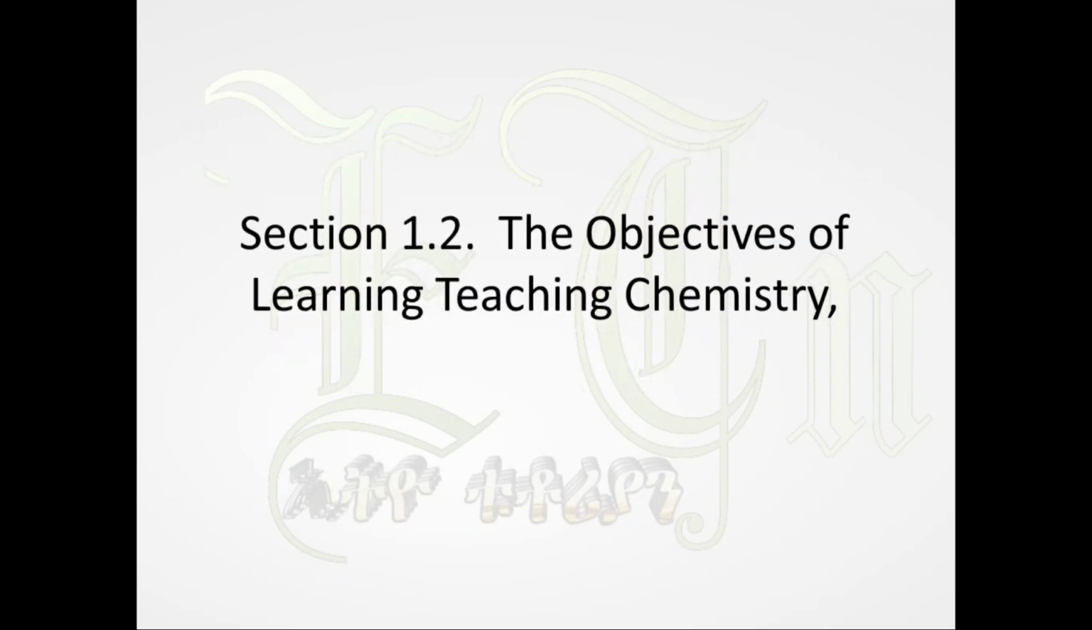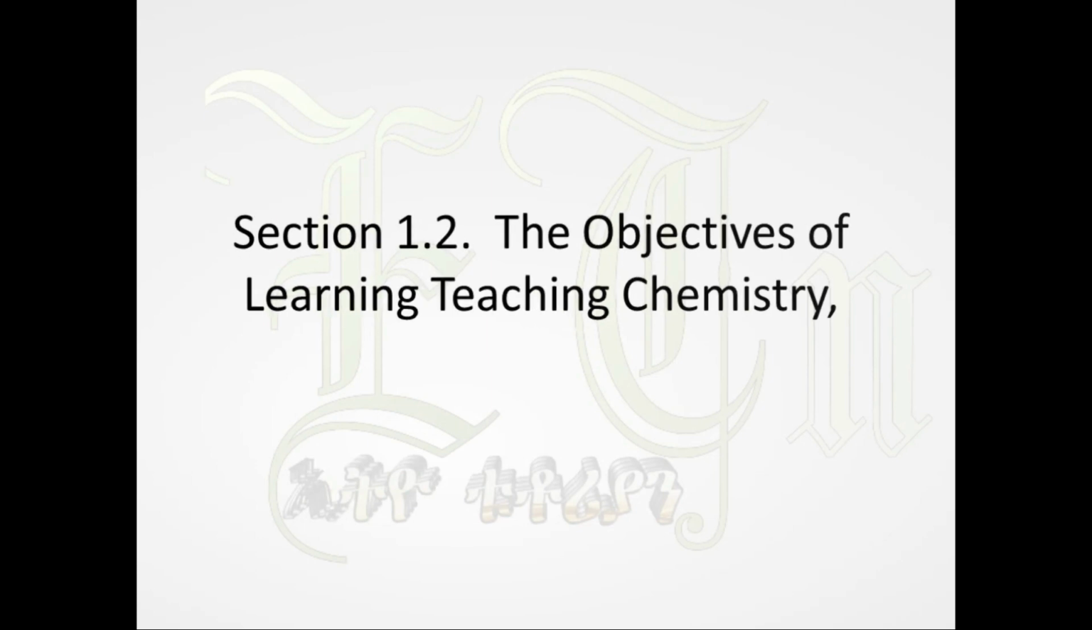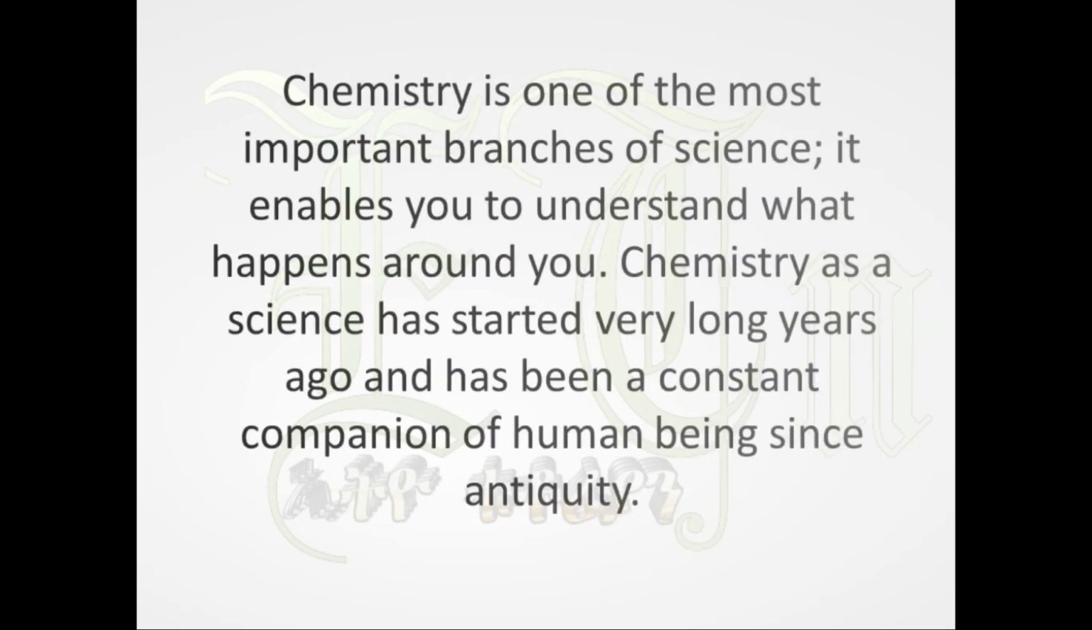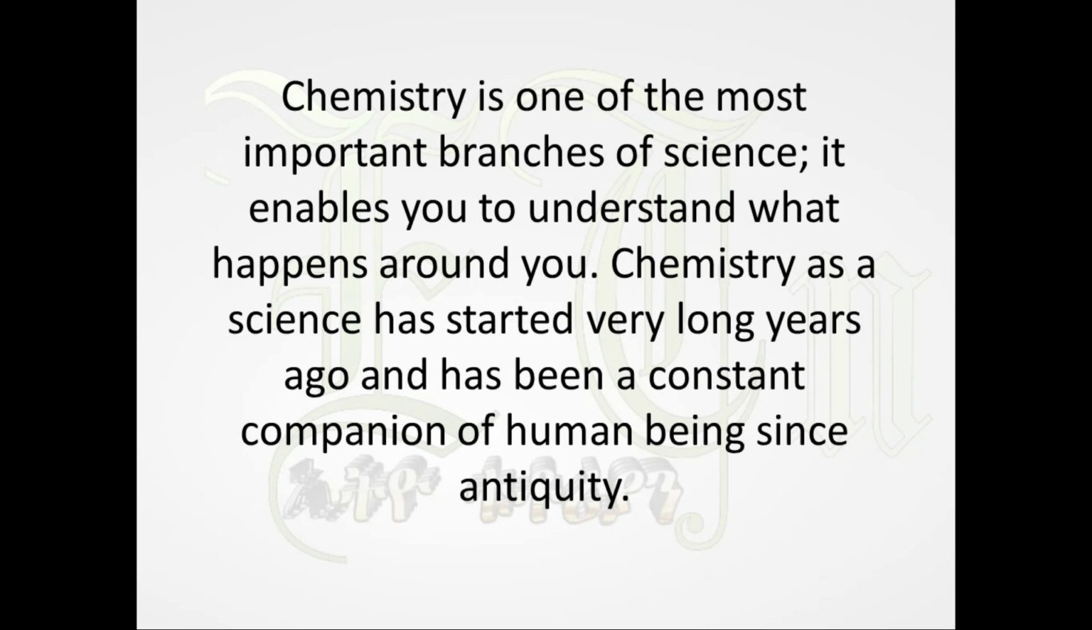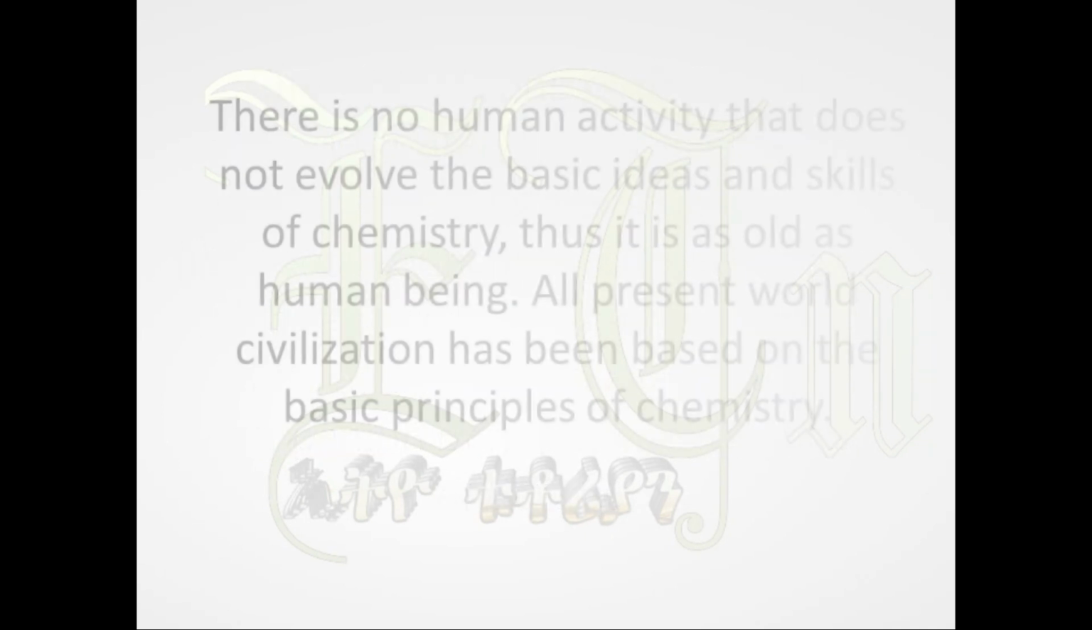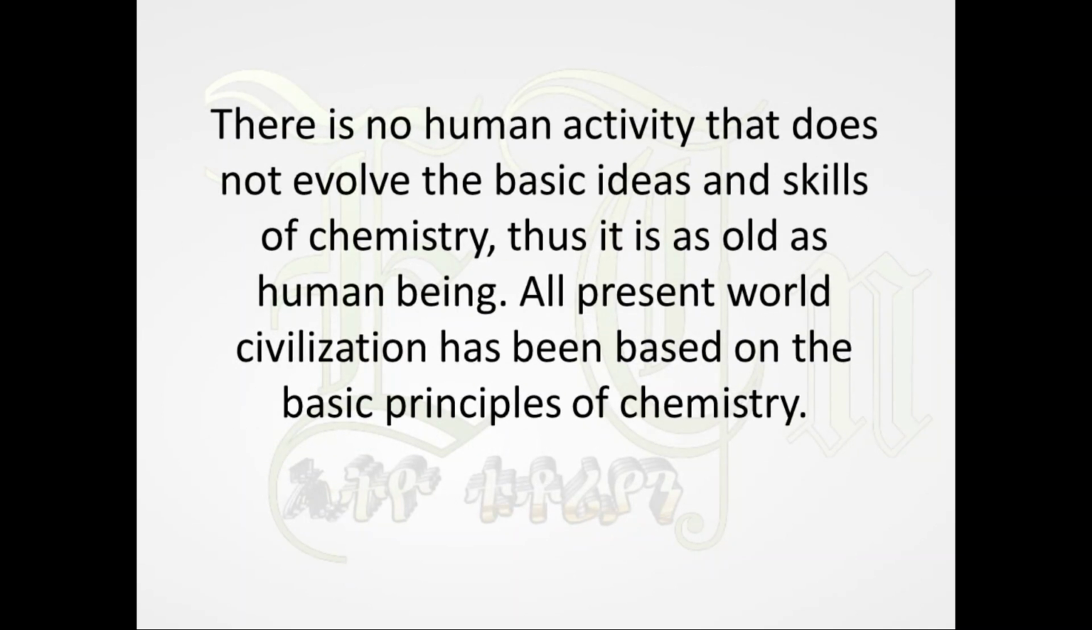Section 1.2. The objectives of learning and teaching chemistry. Chemistry is one of the most important branches of science. It enables you to understand what happens around you. Chemistry as a science has started very long years ago and has been a constant companion of human beings since antiquity. There is no human activity that does not involve the basic ideas and skills of chemistry. Thus it is as old as human being.